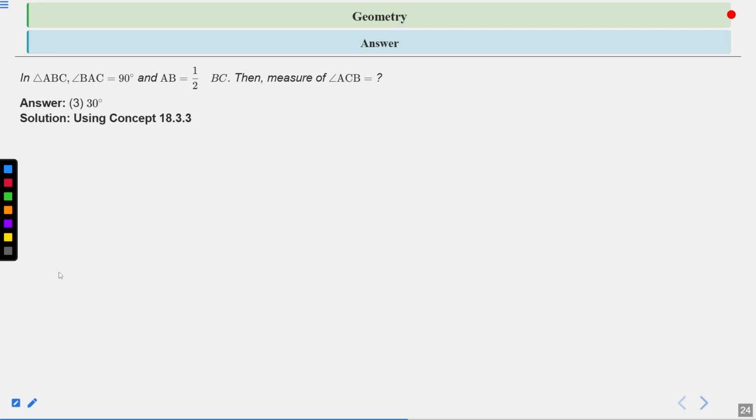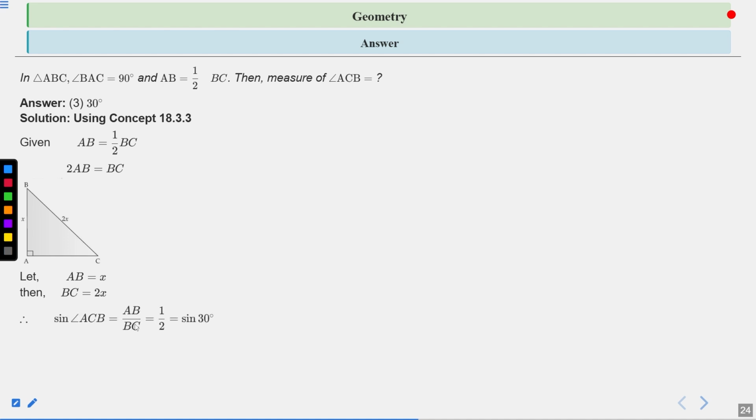Now see the detailed solution using concept 18.3.3 in this question. Given that AB equals half of BC, so 2AB becomes BC. Now we can see in this diagram, angle A is 90 and AB is X, so BC becomes 2X. So let AB equal X, so BC will become 2X. So sine of angle ACB will become AB upon BC, which equals 1 by 2. So 1 by 2 is sine of which angle? We know that sine 30 equals 1 by 2. So we can say that angle ACB will become 30 degrees. Third one is the correct answer of this question.